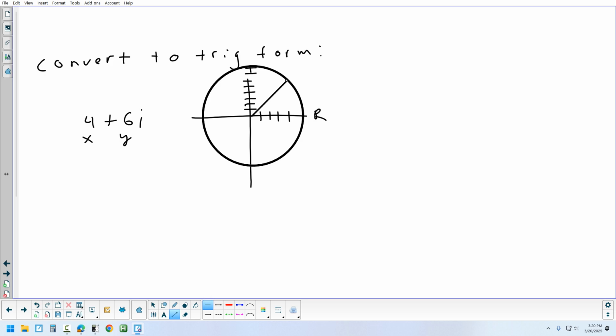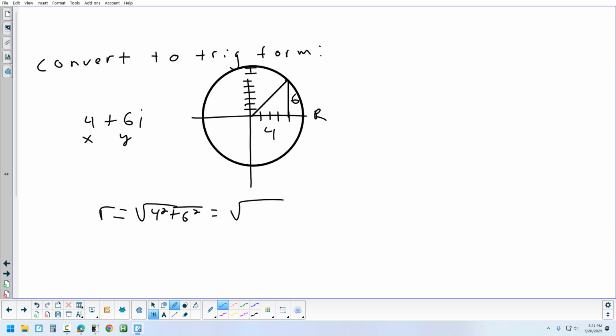Yep, Pythagorean theorem. We're going to do Pythagorean theorem, where we make our triangle. That side's 4. That side's 6. So my radius in this case would be the square root of 4 squared plus 6 squared. And what's that going to come out to?